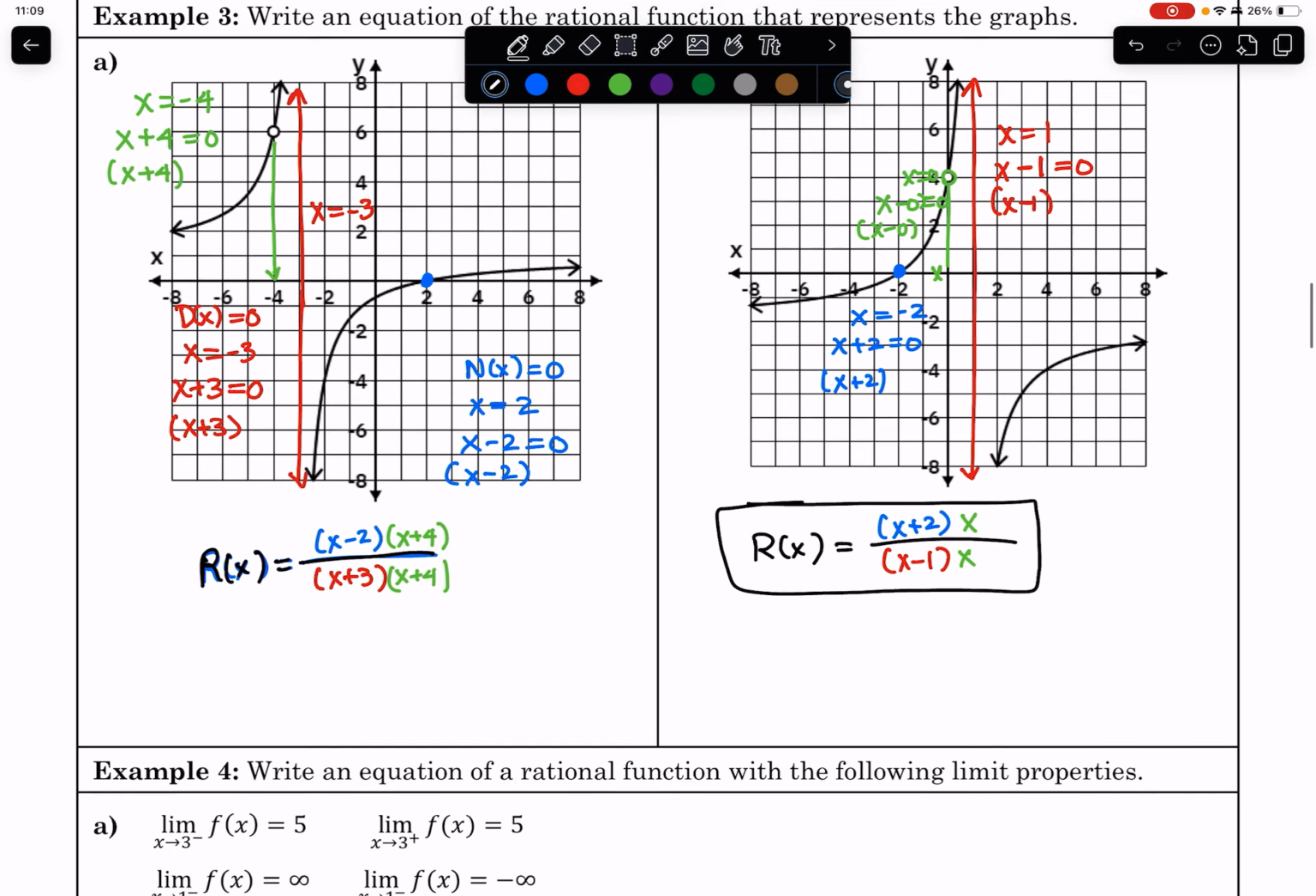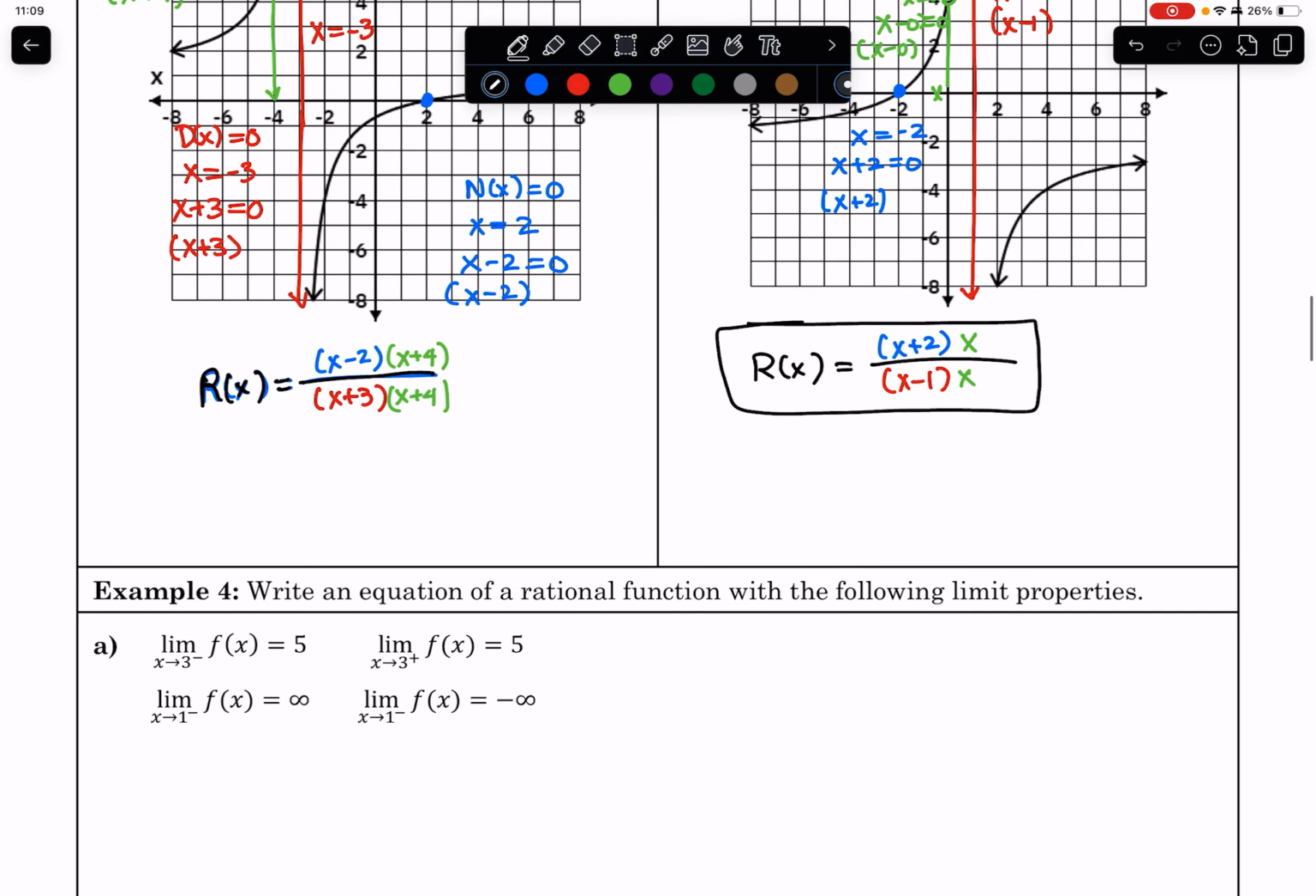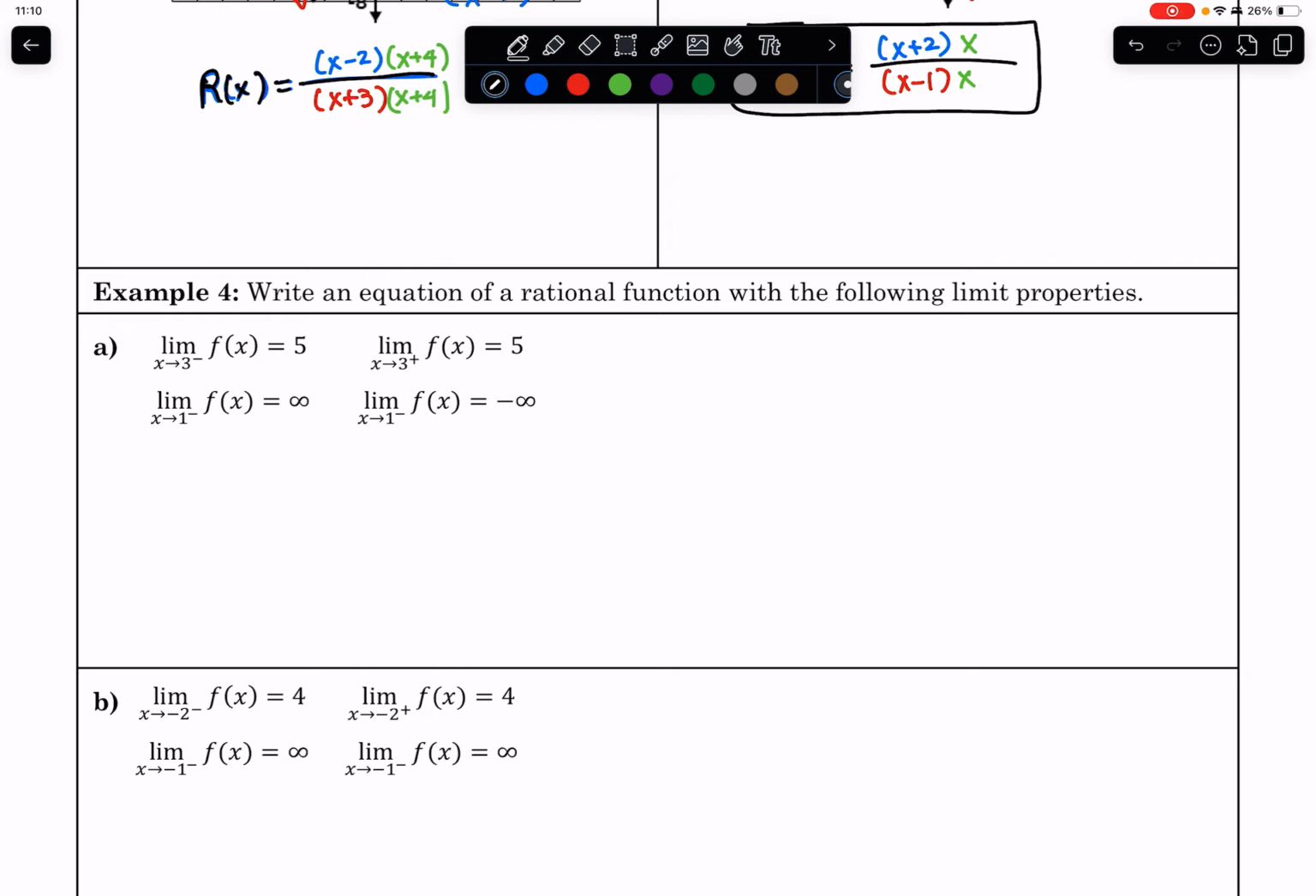Now let's do the same thing, but using limit notation. Using limit notation, it is really important to distinguish the difference between when we have a hole and when we have a vertical asymptote. With limit notation, if we are approaching a number like 3 and the answer is another whole number, this is basically telling us what the x and y values are.